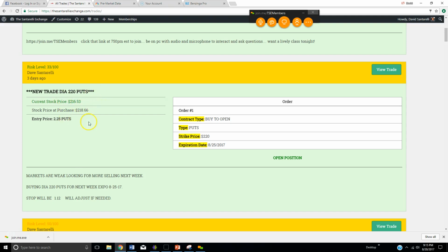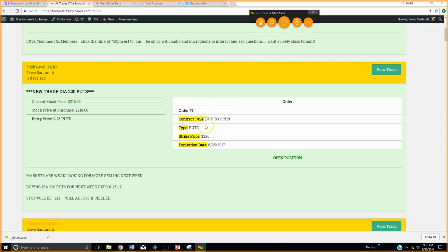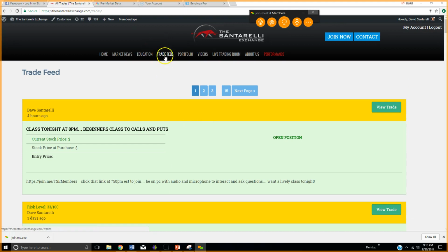Once I make the trade, you'll get an email alert saying new trade. It'll say DIA 220 strike puts, buy to open, put 220 strike for August 25th expiration. You also get a text alert that'll tell you the trade. And then, like I said, it's here on the website.